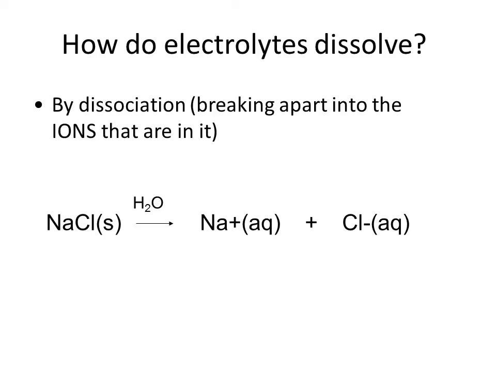So how is it that electrolytes dissolve? Well, we've seen that they dissociate. They break apart into ions. We can write a dissociation equation like we've done here for sodium chloride. Sodium chloride is a solid. You put it in water, and then it forms sodium ions, aqueous, and chloride ions, aqueous.